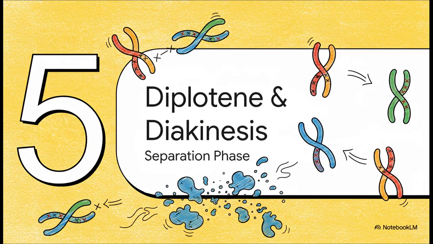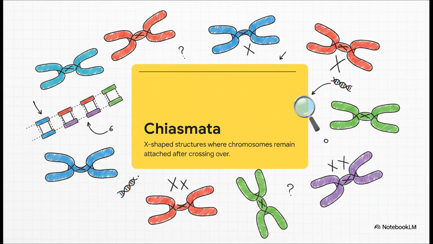All right, Section 5, separation. Let's look at diplotene and diakinesis. So the genetic secrets are swapped. Now that synaptonemal complex, that protein glue holding the pairs together, it needs to dissolve. This happens in diplotene. The chromosomes try to pull apart, but they kinda can't. Not completely anyway. They actually get physically stuck at the exact spots where they just traded DNA. Under a microscope, these stuck points look like tiny little X marks, and we call them chiasmata.